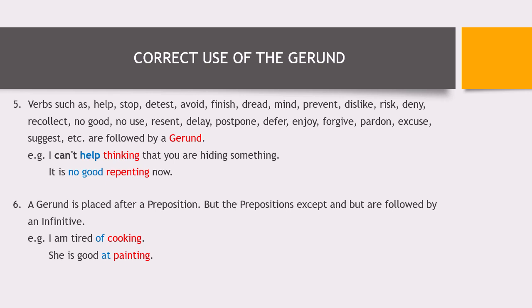6. A gerund is placed after a preposition. But the prepositions except and but are followed by an infinitive. For example, I am tired of cooking. She is good at painting.